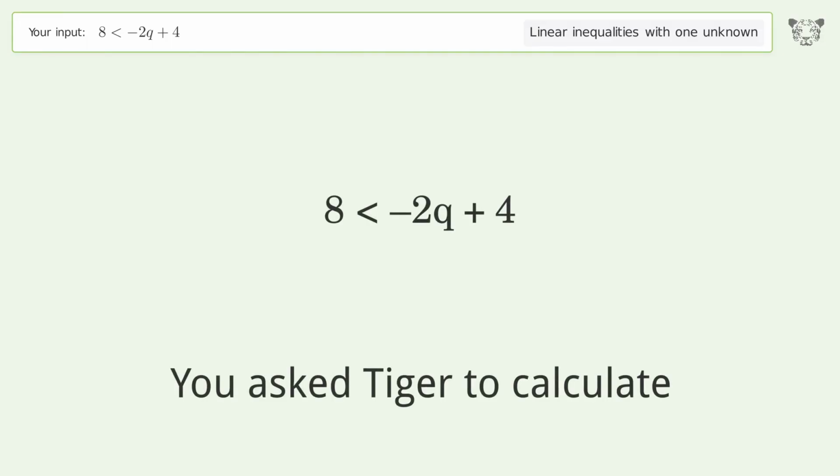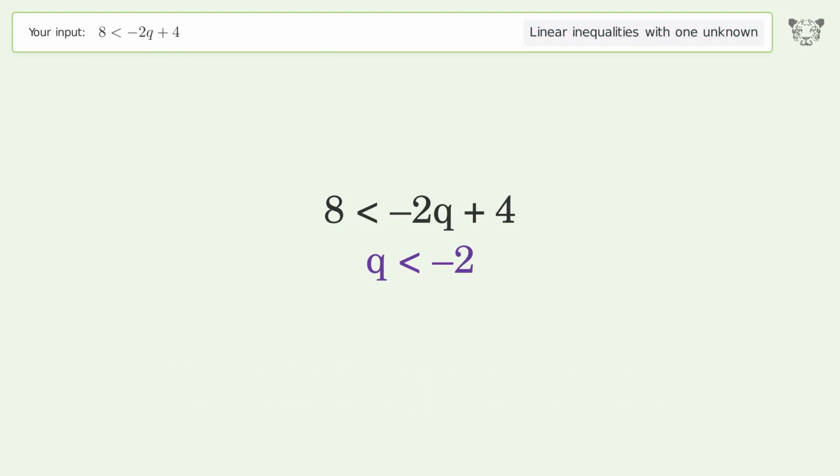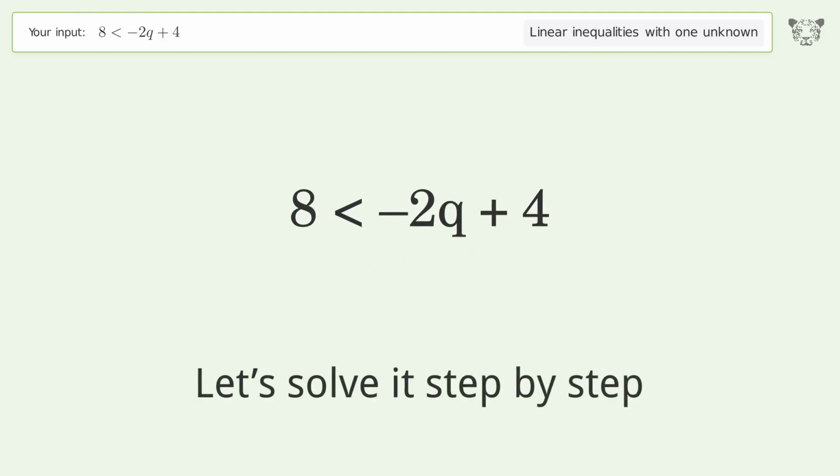You ask Tiger to calculate. This deals with linear inequalities with one unknown. The final result is q smaller than -2. Let's solve it step by step.